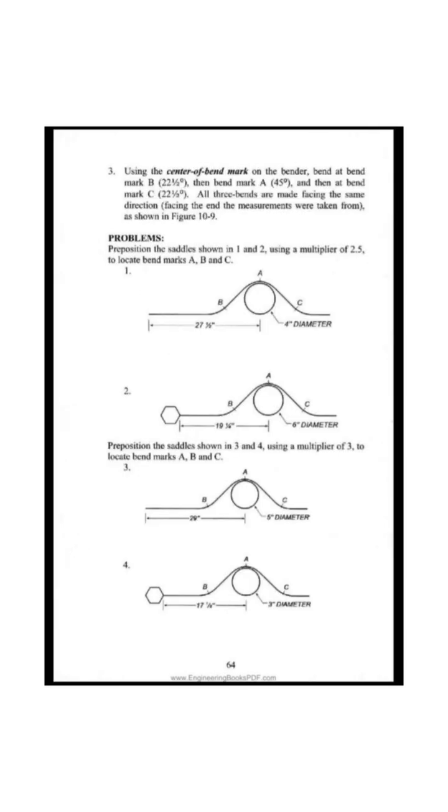3. Using the center of bend mark on the bender, bend at bend mark B, 22.5 degrees, then bend mark A, 45 degrees, and then at bend mark C, 22.5 degrees. All 3 bends are made facing the same direction, facing the end the measurements were taken from, as shown in figure 10-9. Problems. Preposition the saddles shown in 1 and 2, using a multiplier of 2.5, to locate bend marks A, B and C. Preposition the saddles shown in 3 and 4, using a multiplier of 3, to locate bend marks A, B and C.